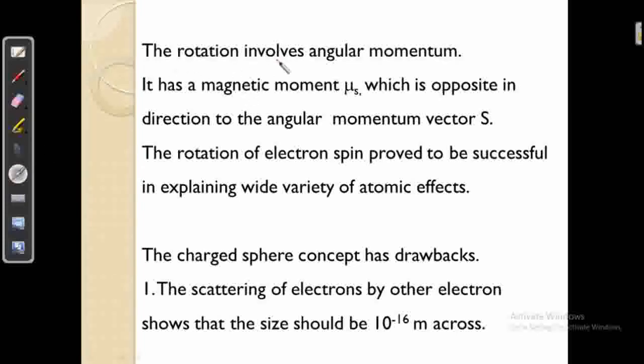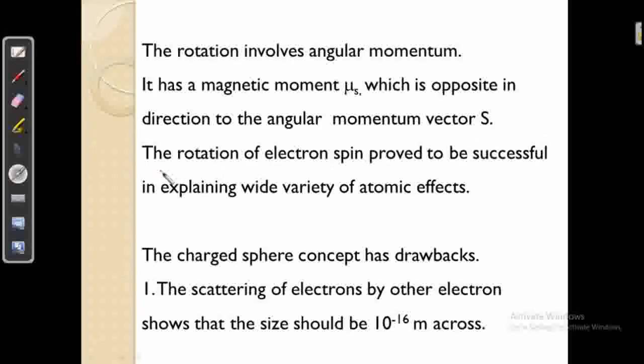And the rotation involves angular momentum, and it has a magnetic moment mu s, which is opposite to the direction of angular momentum vector S. Because the electron has a negative charge, this magnetic moment is opposite to the direction of this angular momentum vector S.